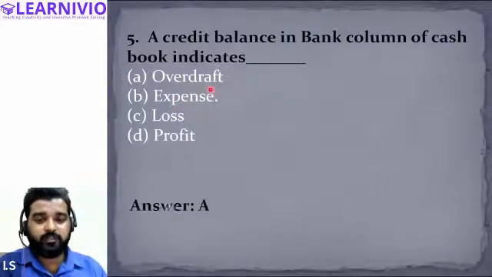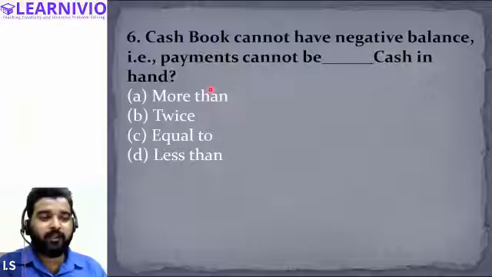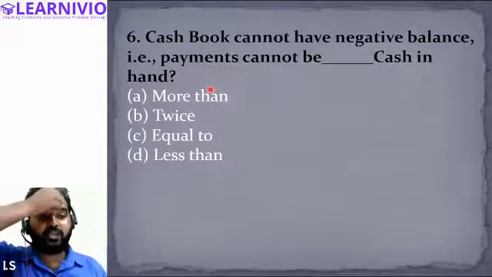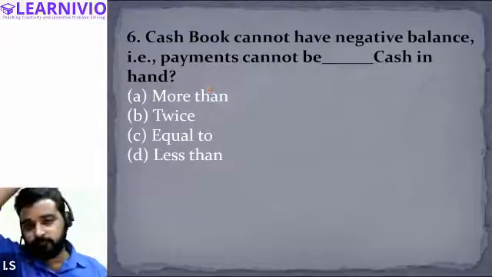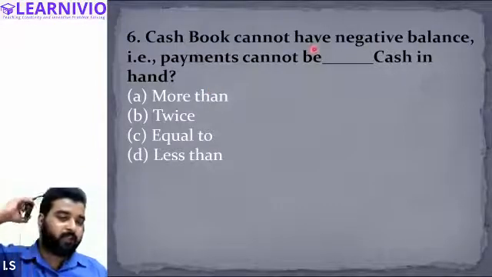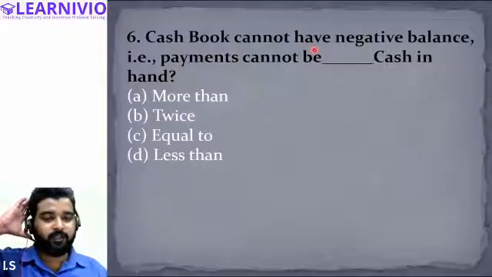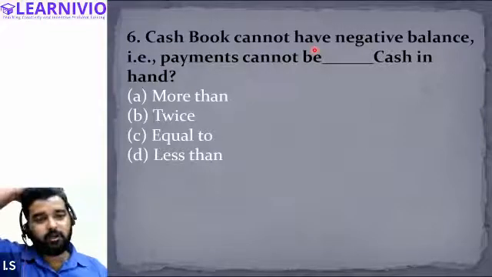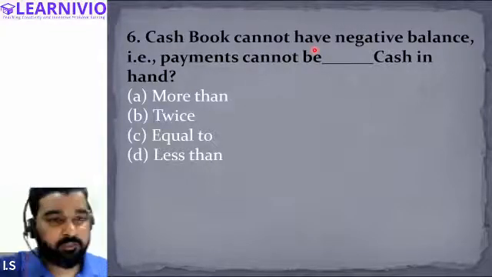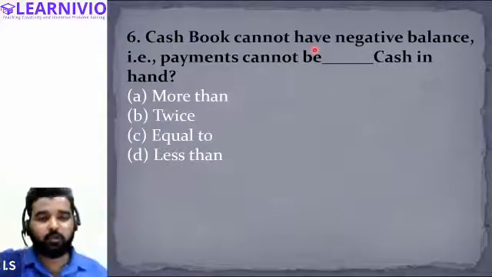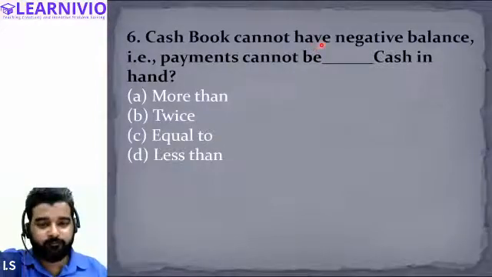All right. Next is the sixth question: cash book cannot have a negative balance, that is, payment cannot be more than cash in hand. That is what I was just telling you. The cash account cannot be negative. Why? Because payment cannot be more than cash in hand.